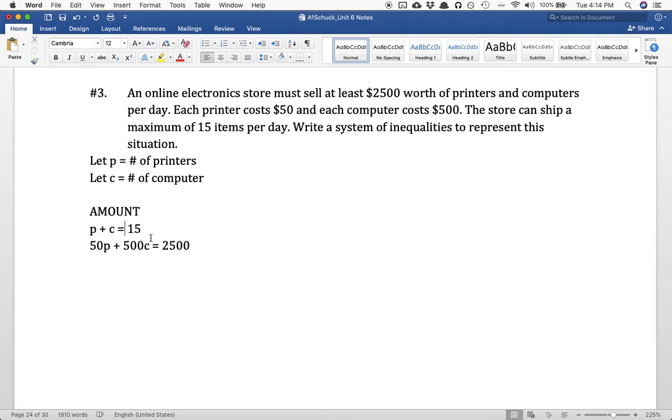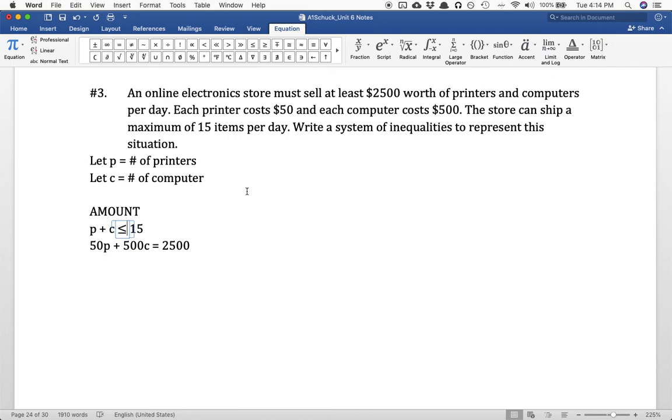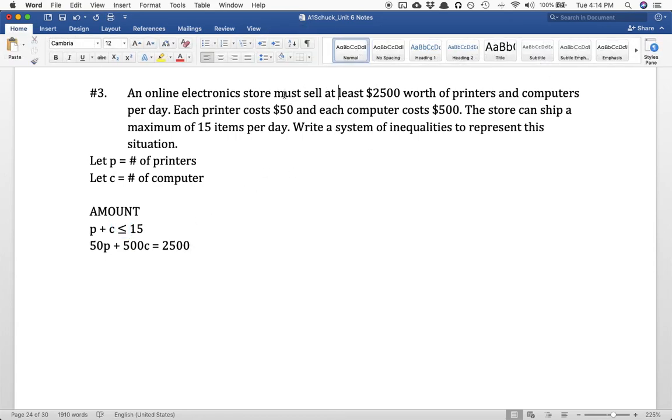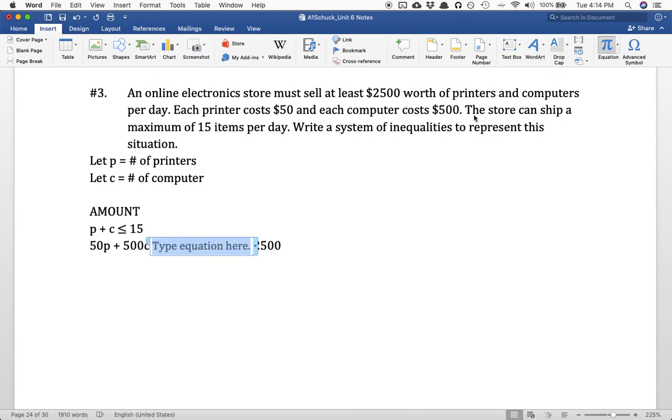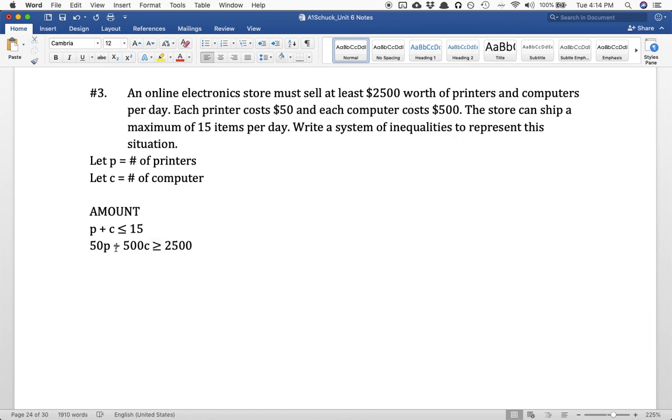So instead of equal, I got to switch this to, if 15 is the maximum, these two, my printers and computers shipped together, need to be less than or equal to 15. And let me use the insert just so that the symbol looks nice. Less than or equal to 15. But the store must sell at least, there's those words coming again, 2,500. So the amount of money that I make, the $50 per printer and $500 per computer, should be at least 2,500. This has got to be greater than or equal to, right? I'm okay with being 2,500, but I could be greater than the amount of money I sell from these.